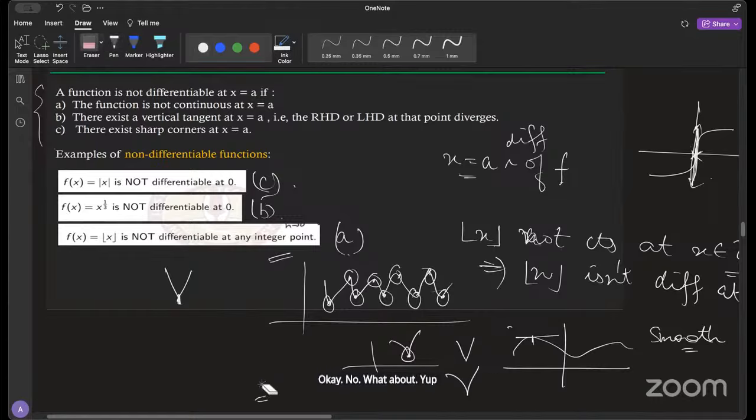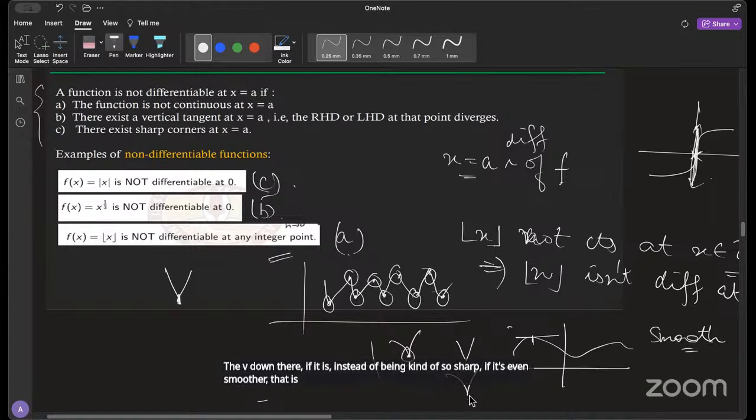Yeah, my doubt is about the one that you showed last, the V down. If it's not so sharp, if it's even smoother, is that also considered sharp, or is it considered smooth? It will be considered smooth there.